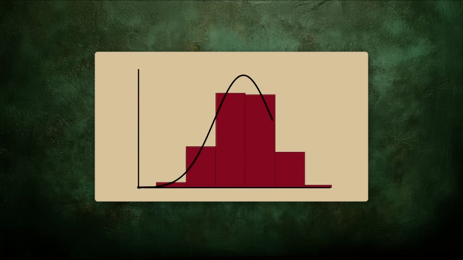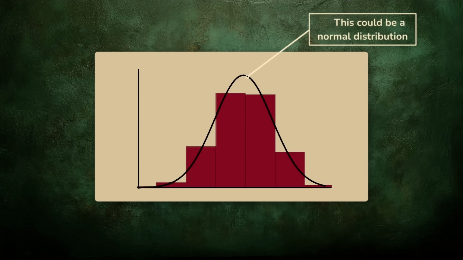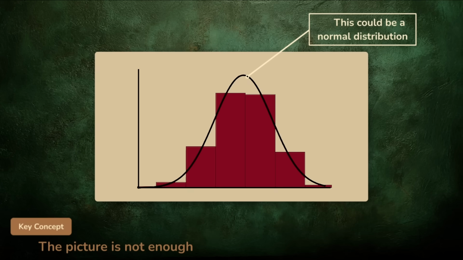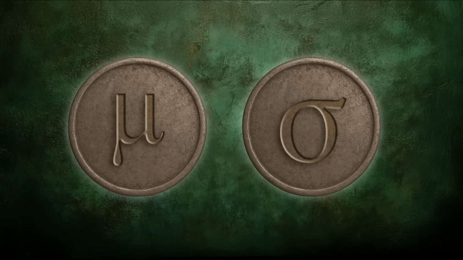Suppose you've collected some data, and it looks roughly bell-shaped. That's a good sign. It might follow a normal distribution, but recognizing the shape is just the beginning. To do anything quantitative, whether you're applying the empirical rule, computing probabilities, or modeling the data, you'll need 2 numbers, the mean and the standard deviation. Let's walk through how to calculate them.